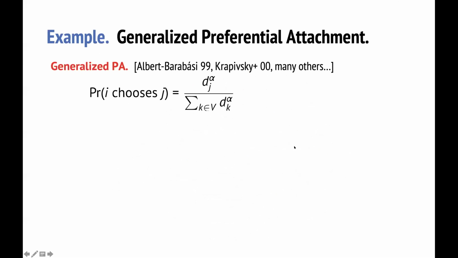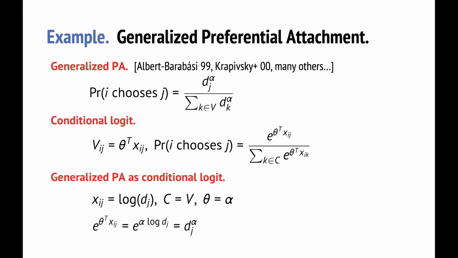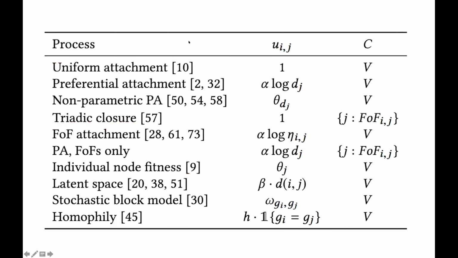Just as an illustration, let's think back to preferential attachment, a very commonly studied model. In this model, the probability of choosing to connect to a node is proportional to the degree of that node to the power of some unknown value alpha. And if we bring back the conditional logit formula, you can see that if you define a logit model where there's just one feature, which is the log of the degree of a node, then the theta that's being estimated is equivalent to the alpha from the preferential attachment model.